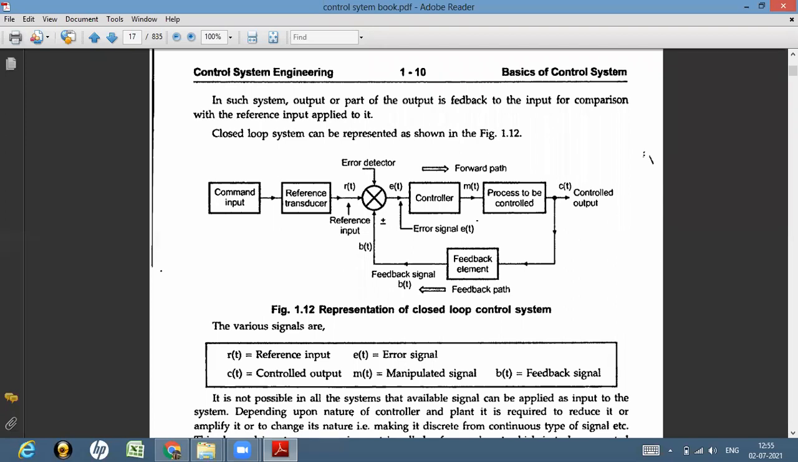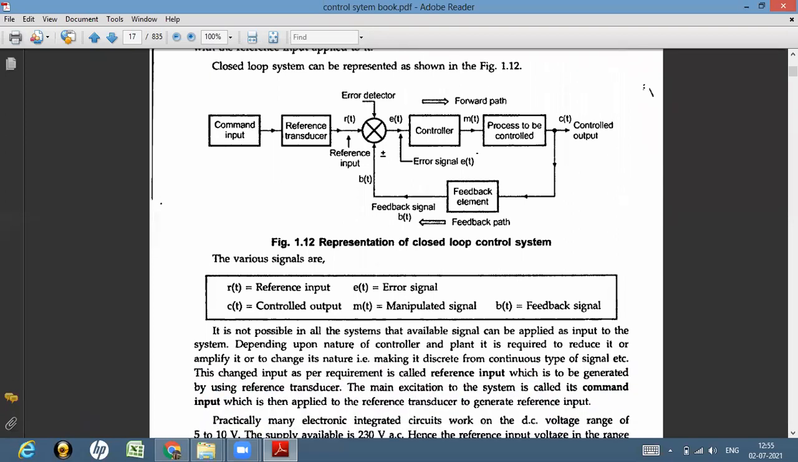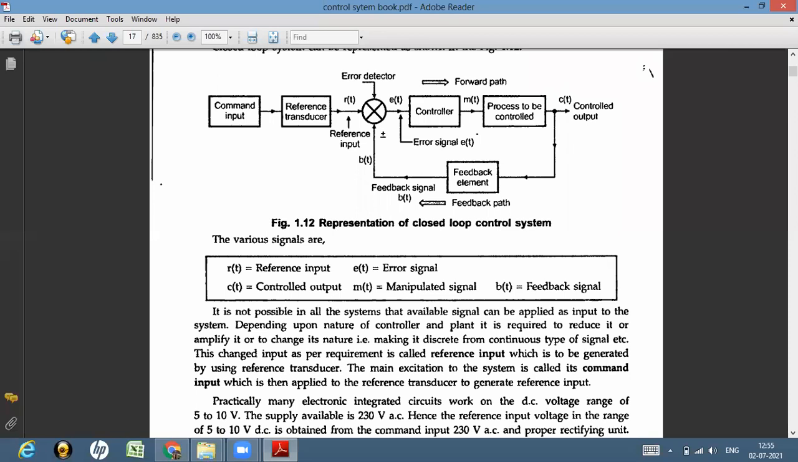Yes, sir. Okay, so based upon this diagram, as I have already told you in my previous lecture, there are various signals present. We have R of t, called the input signal, which here will be written as the reference input. You have C of t, called the controlled output. You have E of t, called the error signal. You have M of t, called the manipulated signal. And the most important thing that should be present is your feedback signal, that is B of t.